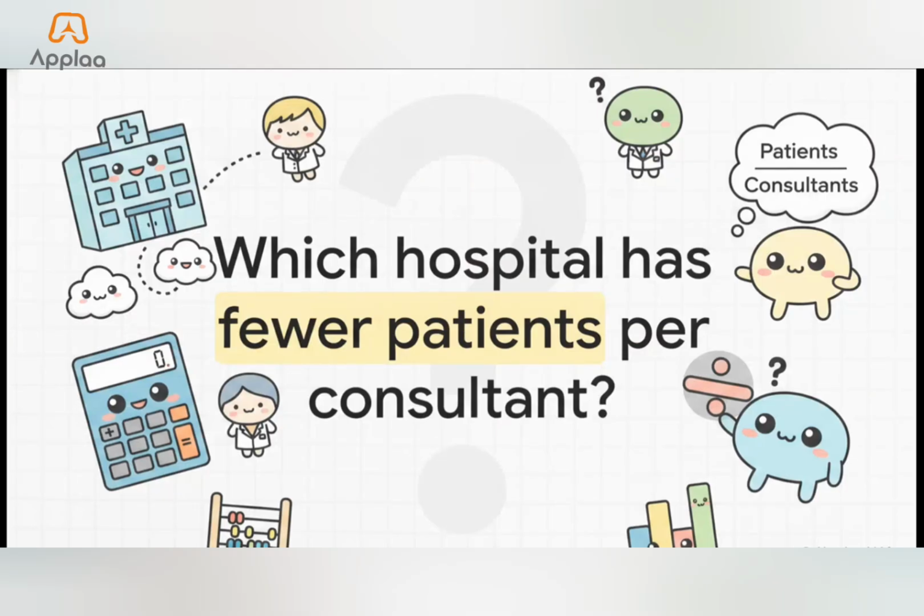Take a look at this comparison question. Hospital X has 12 consultants for 300 patients. Hospital Y has 9 consultants for 198 patients. Which hospital has fewer patients per consultant? The trick here is entirely in the wording. What does patients per consultant actually mean mathematically?